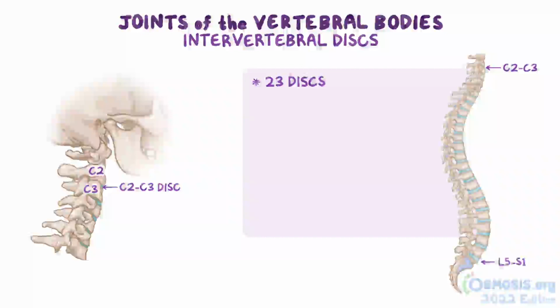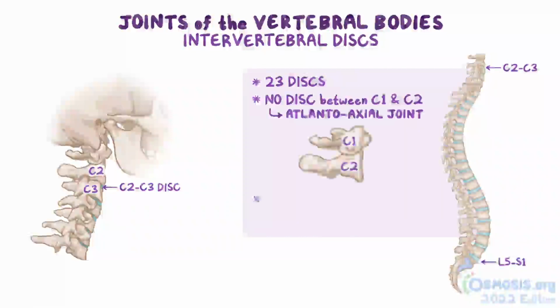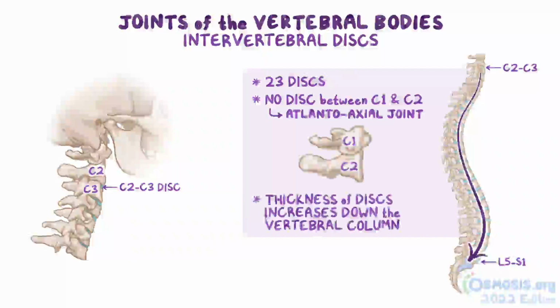In case you're wondering, the reason why there's no disc between C1 and C2 is that these two vertebrae form a different type of joint, called the atlantoaxial joint. Typically, the thickness of the discs increases as you go down the vertebral column.